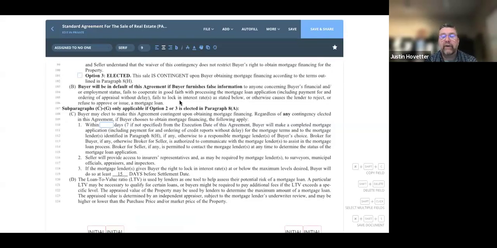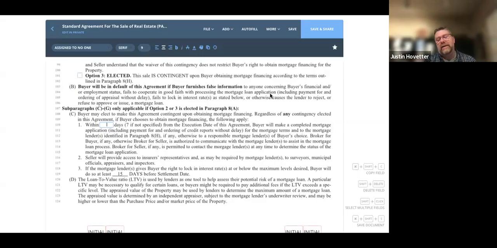I've had clients and I've heard of clients who were just so frustrated with the back and forth that they just stopped answering questions. That would fall under that category of causes the lender to reject or refuse to approve or issue a mortgage loan. So if they stop answering questions about what's this deposit, what's that deposit, where'd this money come from, I need your tax transcripts, that stuff right there is failing to cooperate in good faith with processing the mortgage loan application. So be aware of that.